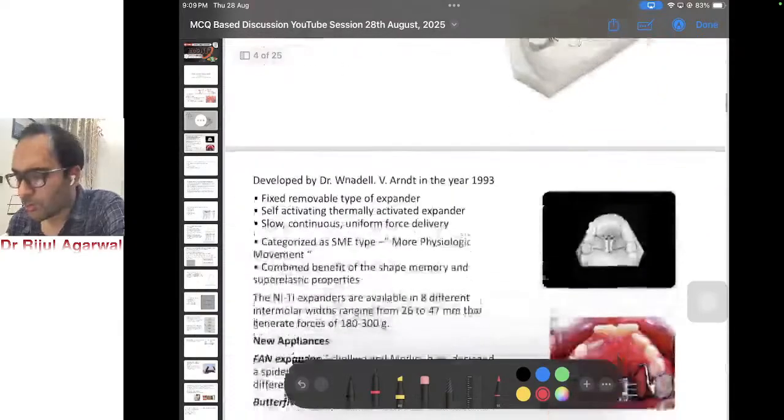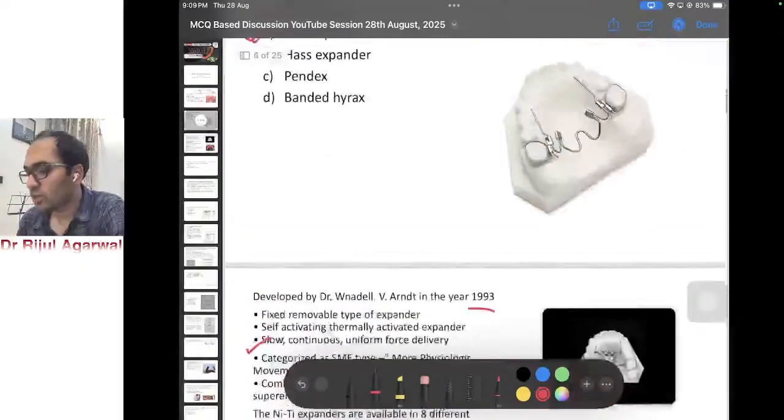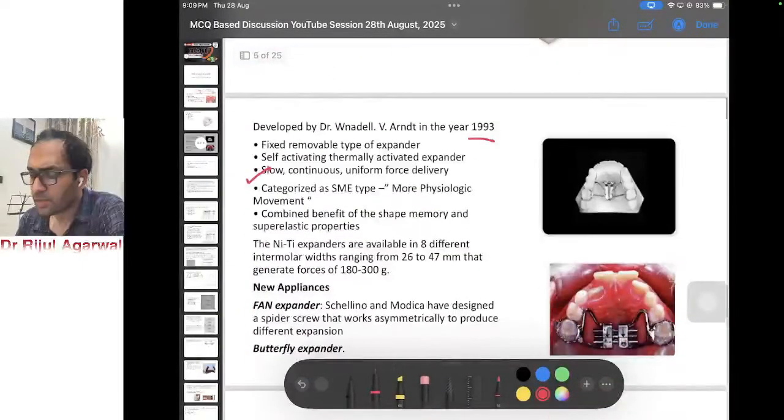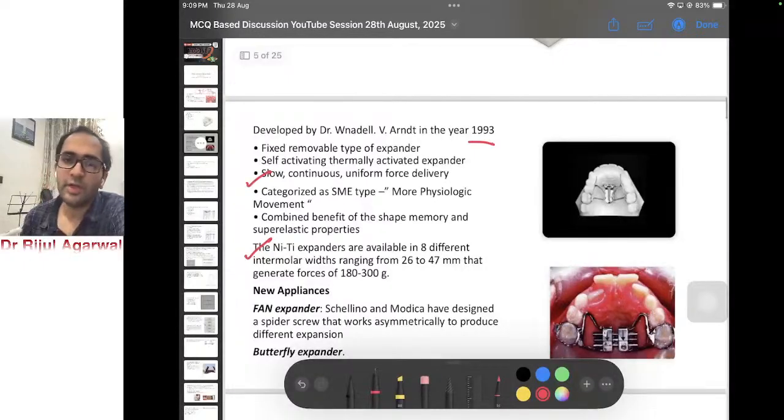Some important points about this. It was given by Wendell V. Arndt in the year 1993. It's a fixed removable type of expander which is self-activated, thermally activated. It brings about slow, continuous, uniform force delivery. It comes in 8 different sizes, so depending upon the amount of expansion which is desired, we need to select the size.